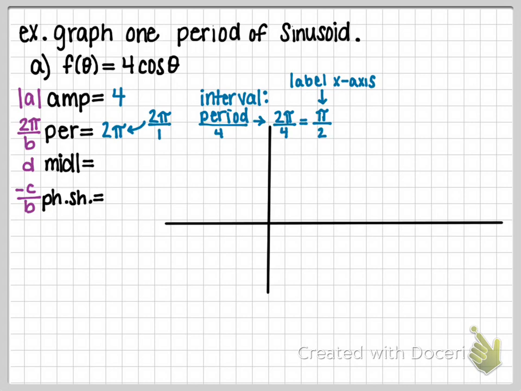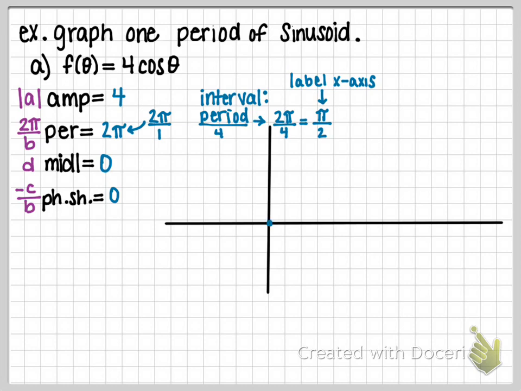Alright, then we have our midline. Our midline is going to be the number that's added on at the end. Since I don't have anything added on, that's just going to be a 0. Phase shift is always going to be inside of parentheses. And also, phase shift, we're not even going to touch until tomorrow. So for all of today, it's going to be in parentheses, or it's going to be 0. But usually you're going to find it in parentheses.